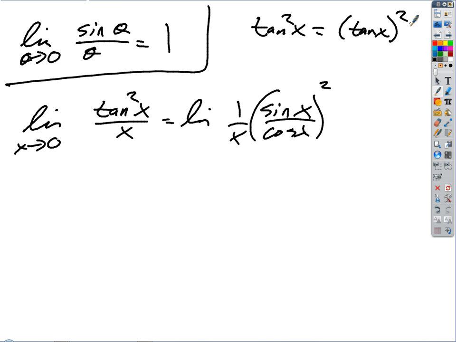Okay, so now what? Still 0 over 0, but I can regroup this, right? I've got these factors. We know that multiplication is commutative and associative, so I can mix those things around and group them in any way I want to, right? So how am I going to do that? I've got a sine times a sine on the top.